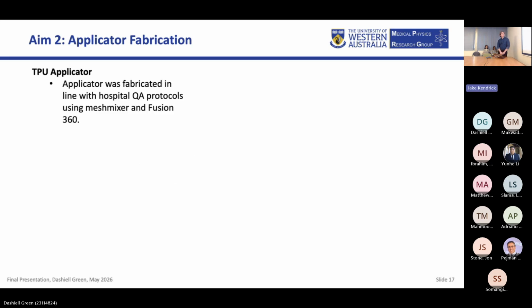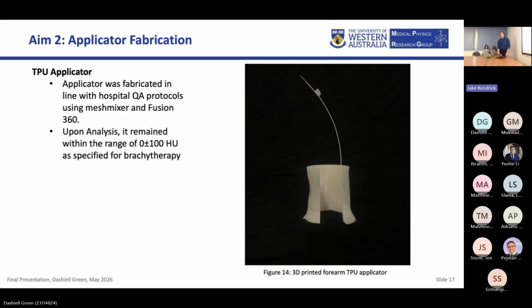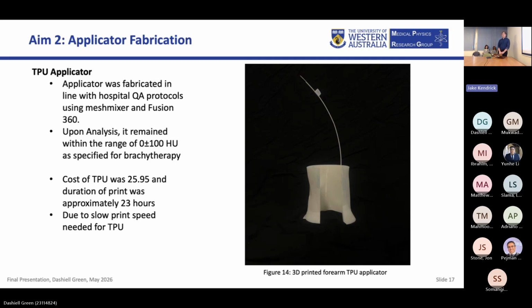So the applicator was fabricated in line with hospital quality assurance protocols using Meshmixer and Fusion, creating the specified bolus thickness. And upon analysis, it remained within the range of the plus or minus 100 HU that is specified. For this, a roll of TPU cost $25. About half of this was used for the full applicator, and the duration of the print was around 22 hours, as TPU has to be printed quite slow to reduce stringing and other inconsistencies.